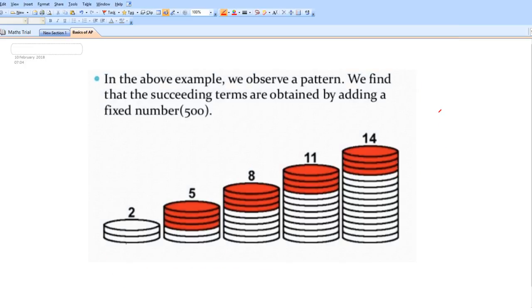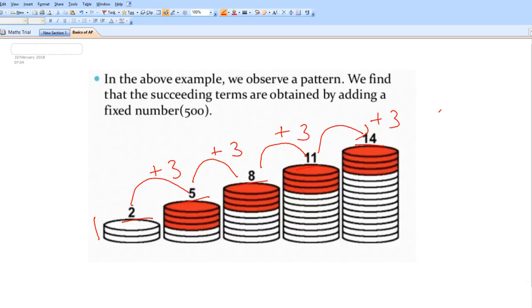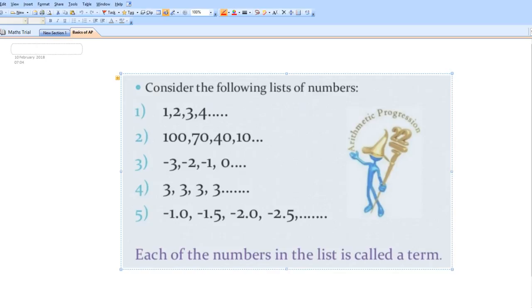Similarly, there is another pattern. Let's say there are disks lying vertically. In the first stack, there are 2 disks. In the second stack, there are 5 disks. In the third stack, there are 8 disks. In the fourth stack, there are 11 disks. And in the fifth stack, there are 14 disks. Can you see the pattern? Every time I move to the next stack, I have a change of +3. That means in the first stack I had 2, +3 gives 5 in the second stack, +3 gives 8 in the third stack, +3 gives 11 in the fourth stack, +3 gives 14 in the fifth. This is the basic definition of an AP.